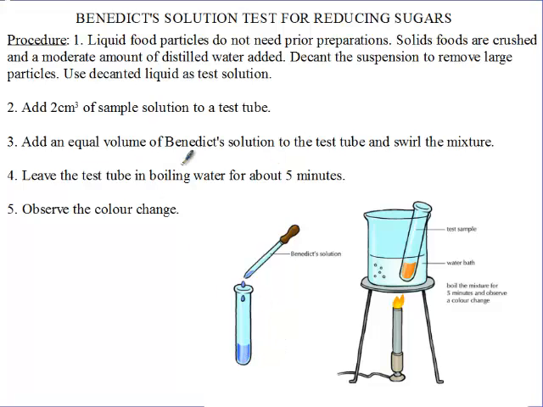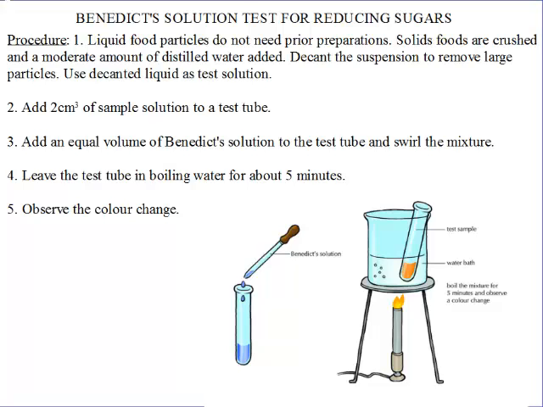Add an equal amount of Benedict solution. So if we took 2 cm cube, we're going to add 2 cm cube of Benedict solution to the test tube and swirl, just move the mixture in a circular manner. Now we're going to leave the test tube in boiling water for 5 minutes. So here we have our boiling water. We put our test tube in there. We're going to leave it in there for 5 minutes and then observe a color change.